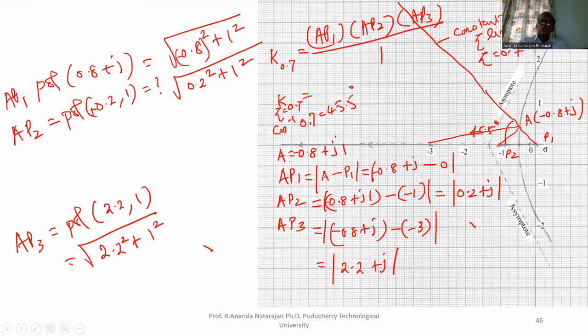This way we can use the root locus to find the value of K for the desired location of poles. So the desired location of pole is at A, because at A it gives zeta equal to 0.7. That's all.